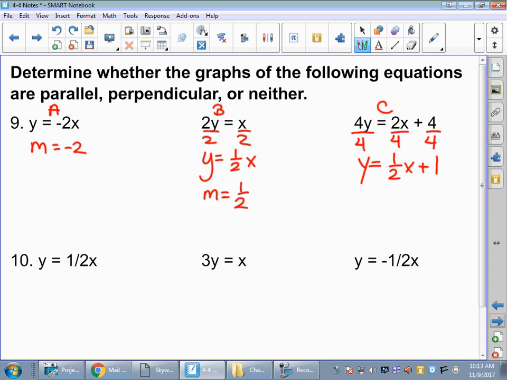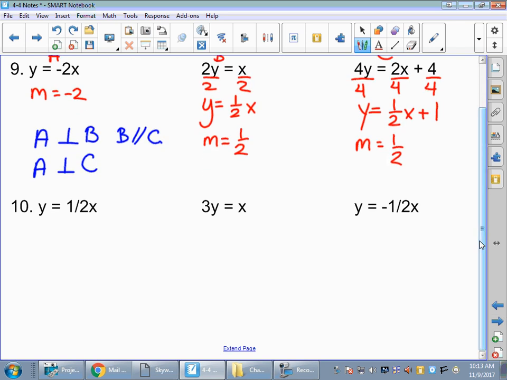When I compare these, there are no other -2s, so nobody's parallel to A, but A is perpendicular to B, and A is perpendicular also to C. B and C have the same slope, so B is parallel with C. There you go. What I did is I put them all in slope-intercept form, identified the slope, and then compared. If you look at the second part, let's just call these D, E, and F, just so we don't make a mistake.